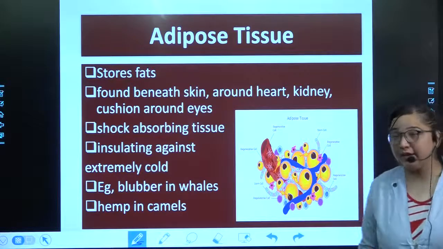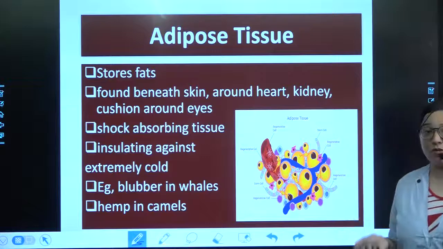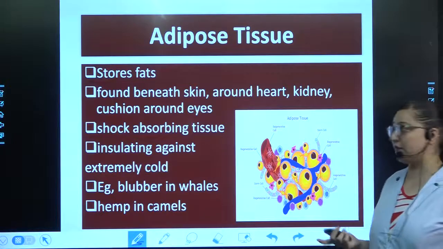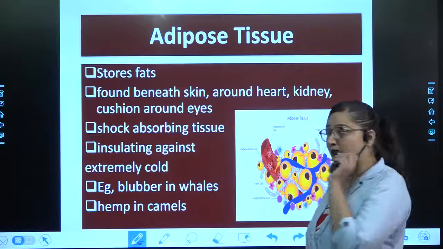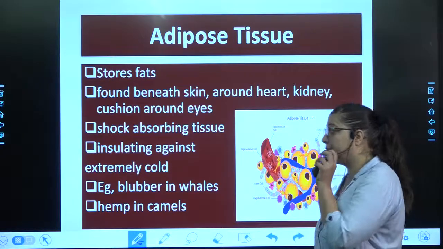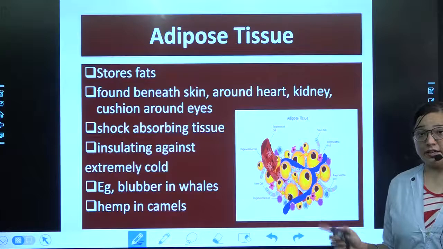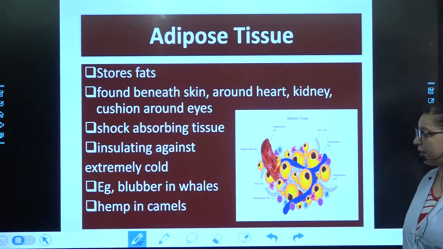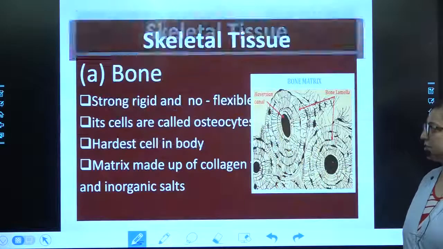Then next, important points regarding the adipose tissue. It will store fat. It is found beneath the skin, around the heart and the kidney, and as the cushion around the eyes. It is the shock absorbing tissue. Moreover, it is an insulation against the extremely cold situation. Example, the blubber in whales and hump in the camels.